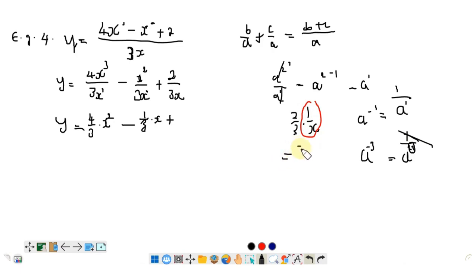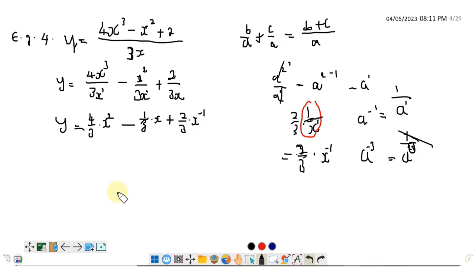If I want to write this in negative form, I remove that 1 at the top. So we remain with 2 over 3, and then x to the power negative 1, because the power here was positive 1. So now I'm writing the power in negative form. This is 2 over 3 multiplied by x to the power negative 1. It is in the form of a x to the power n. Remember the power rule.